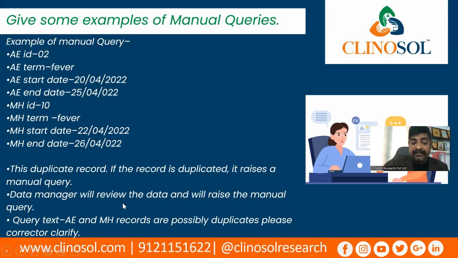So the data manager will review the data and raise the manual query once this data is invalid. For example, "AE and MH records are possible duplicates, please correct or clarify." Here we will give AE ID 2 and MH ID 10 as possible duplicates, please correct or clarify, because this situation clearly specifies that these are duplicate records.